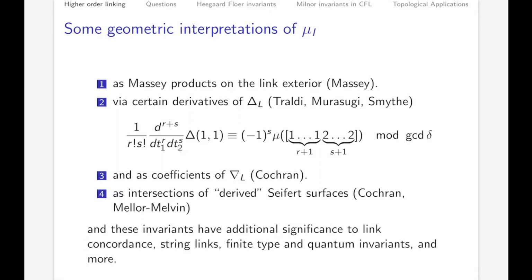And these invariants show up in lots of different other places. They're significant to link concordance and string links, and even finite type and quantum invariants, and other topics that I'm less qualified to talk about. The interpretations that are going to be most important for this discussion are going to be as coefficients of the Conway polynomial, and to a lesser extent, their expression in terms of the multivariable Alexander polynomial that you see here.